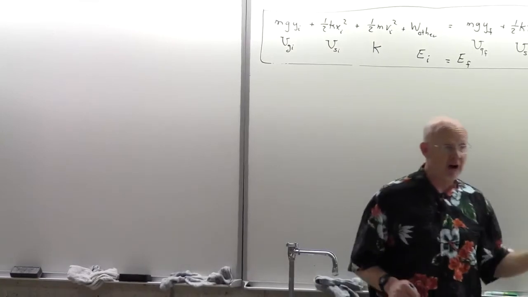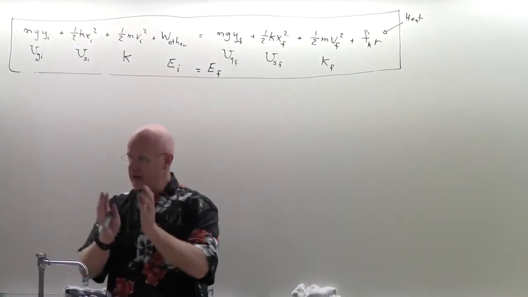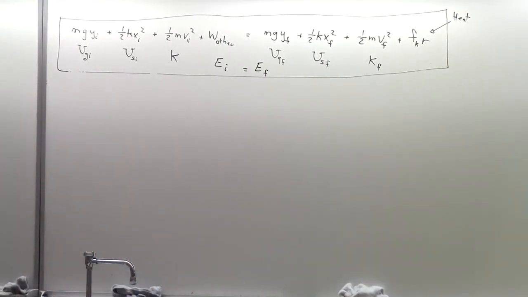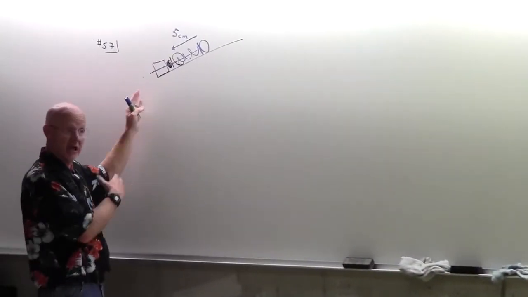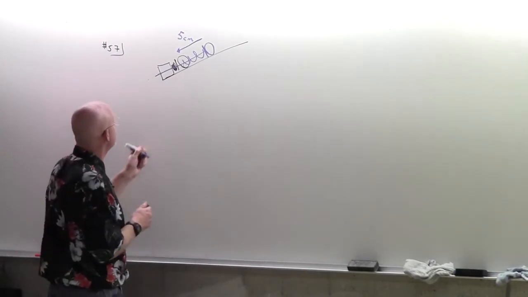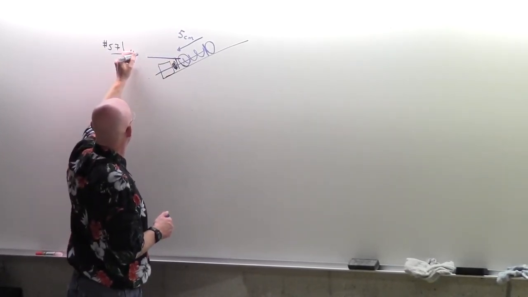My definition of final is anywhere I want, because it says the energy at one moment is equal to the energy at the other moment. So my beginning moment is going to be after my hand has pulled it back, but my hand has not released it. And I thought I heard some of you saying that that would be a good place to call y equals zero.